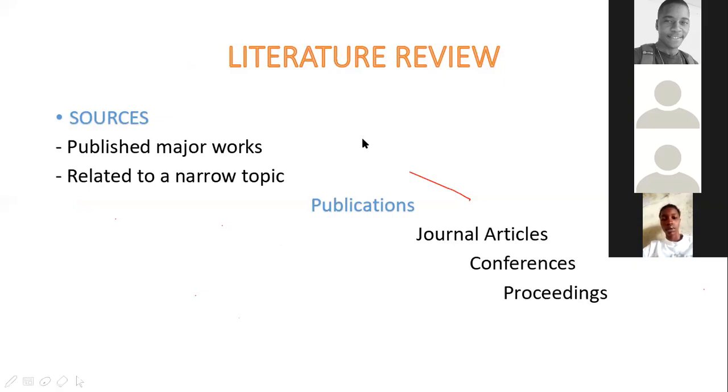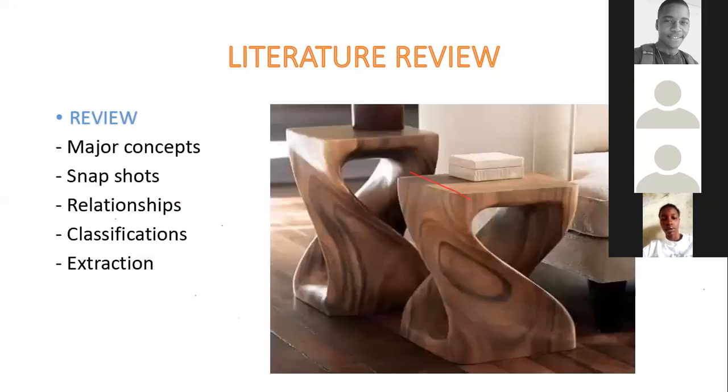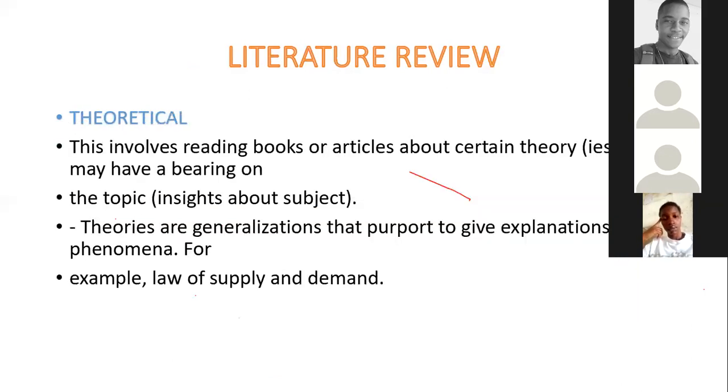Okay, so what are you reviewing in your literature? You are basically reviewing the major concepts, snapshots, relationships, classifications, and extraction. Now this is the most important part, and you need to listen very attentively. The literature review is actually divided into two parts. We have the theoretical review and the empirical review.